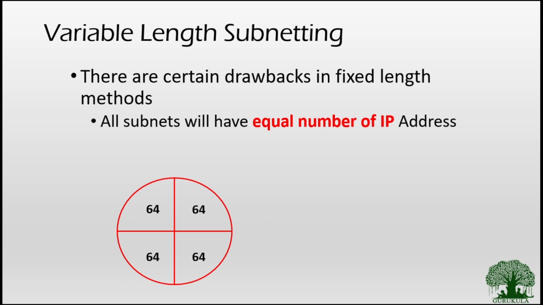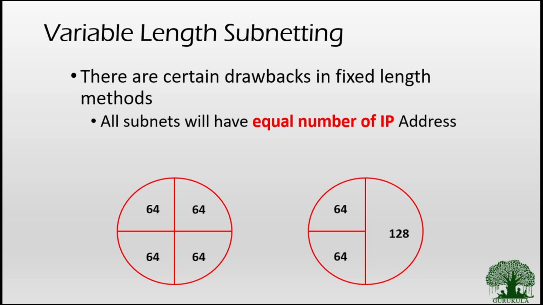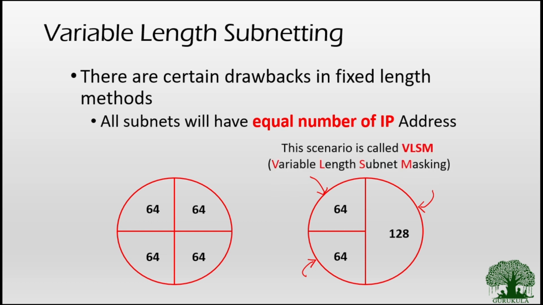What we have seen in the previous case is that when the address space is divided like this, all the subnets that we divided will have an equal number of IP addresses. But what if I need to divide the network so that it has a variable number of IP addresses? For one department I should use 64 IP addresses, for another department 64, and for one department I should use 128 IP addresses. So in these cases we cannot use fixed length subnetting. This is where variable length subnetting comes into the picture.